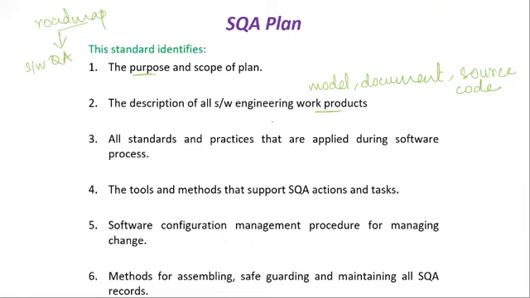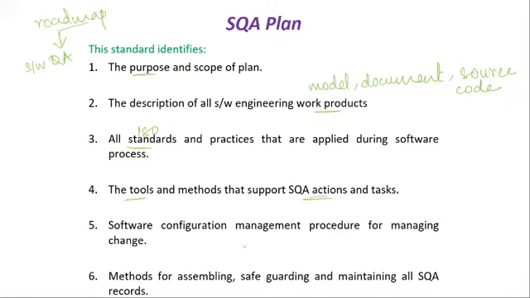Then all standards and practices that are applied during the software process. Now you have studied the different standards, the ISO 9000 standard family. Within this, which are applicable to the software, and what are the different activities that you're following? You also need to have a plan for that. That is, everything needs to be documented. Then the next is the tools and methods that support SQA actions and tasks. Now we have studied that there are different actions within software quality assurance. For that, what are the different tools or softwares that you're using so that you can meet the goals of your software quality assurance? This also needs to be identified.